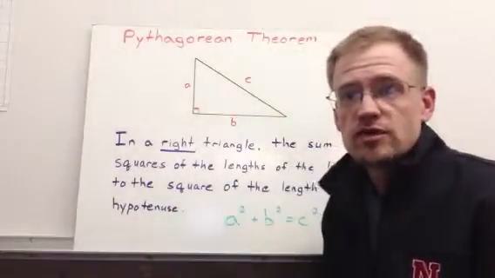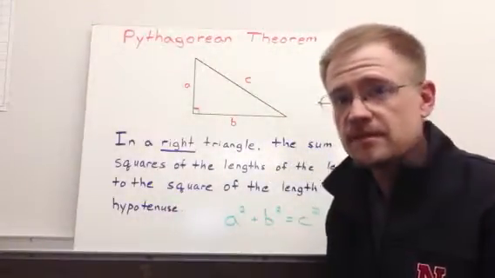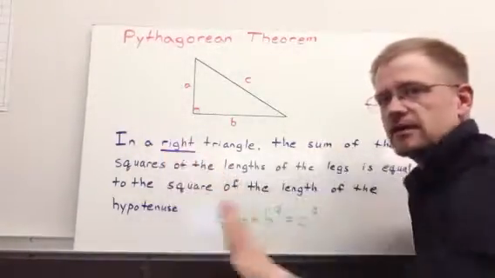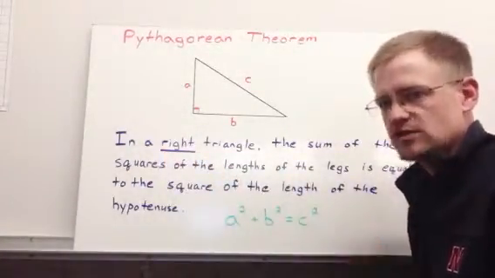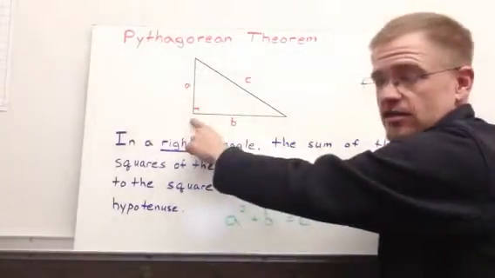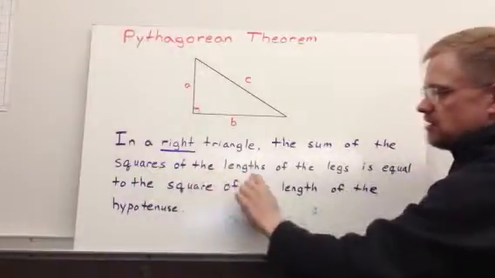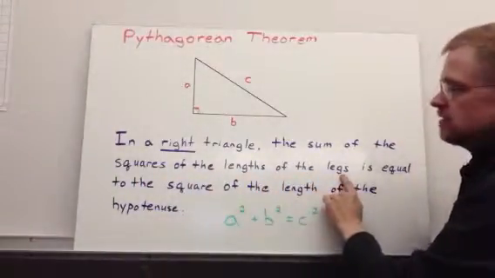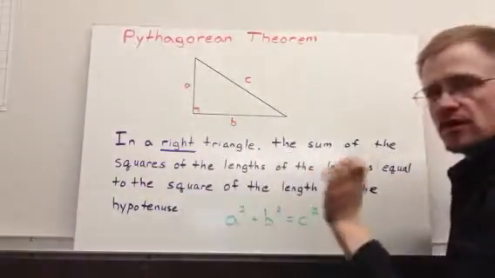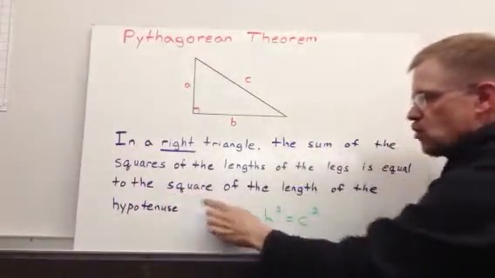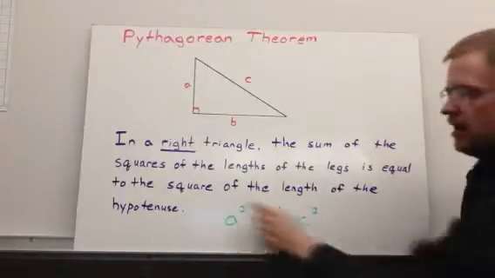Okay guys, quick refresher on the Pythagorean theorem. The Pythagorean theorem is simply this: in a right triangle, and again, it only applies to right triangles, meaning one that has a 90-degree angle, the sum of the squares of the lengths of the legs, in this case A and B, if we square those and sum those up, that is equal to the square of the length of the hypotenuse.